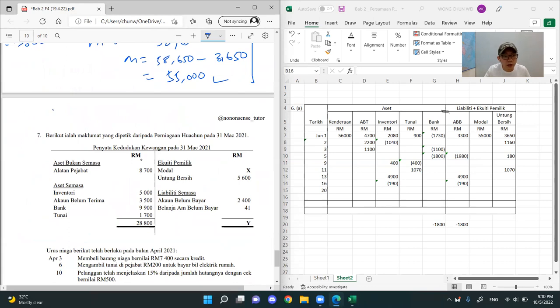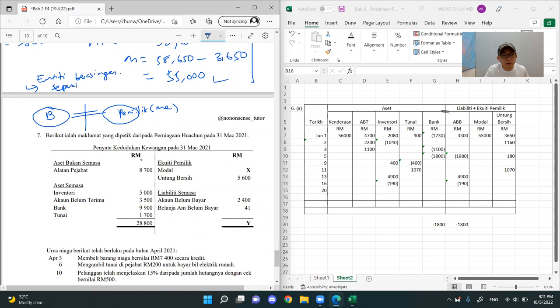What am I saying? So I told you what is entiti berasingan, you still remember? So a business is different from the pemilik, meaning me. Okay, this is called entiti berasingan. In English, we call it separate entity, something like that. Okay, law of separate entity or separate entity person. Okay, so entity berasingan meaning they are separated. So business is business. So business should use the business own money to pay for the business own expenses. While pemilik will use the pemilik own money to pay for the pemilik own expenses.